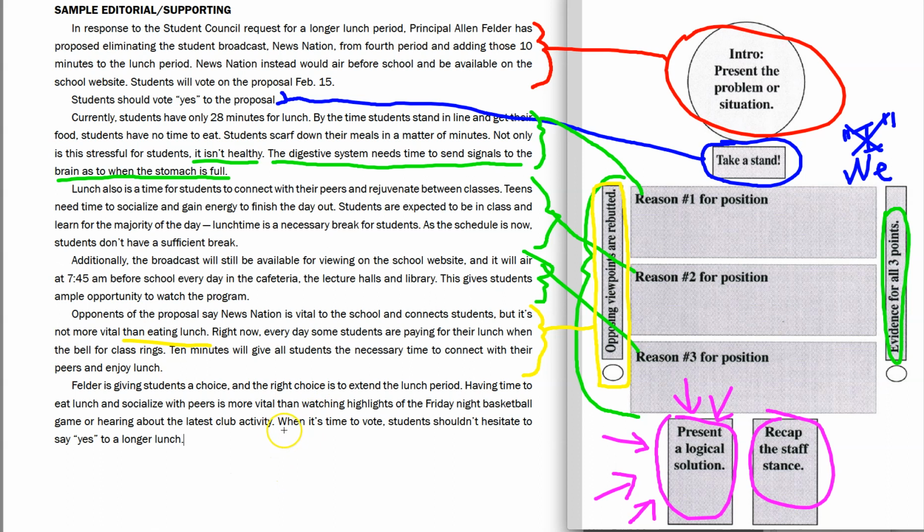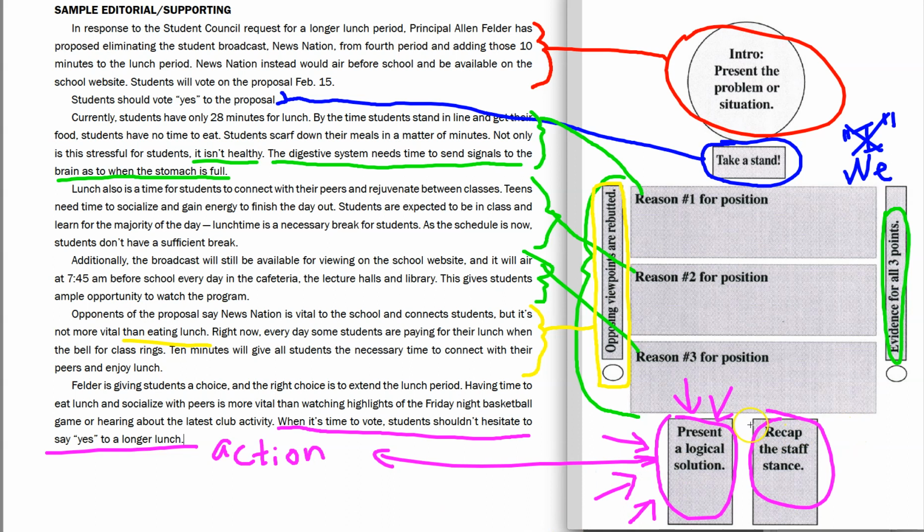So if you look, this leg of the structure body, one way to see this is to look for a specific call to action. So you have here, when it's time to vote, students shouldn't hesitate to say yes to a longer lunch. It's telling you exactly what you should do. It's a specific action, and that's so important. You want to give a direct action, something for people to go do when they're done reading this article. What are they supposed to do at the end? That is presenting a logical solution. That is giving them a direct action. That's the same thing. That's what you want to do.